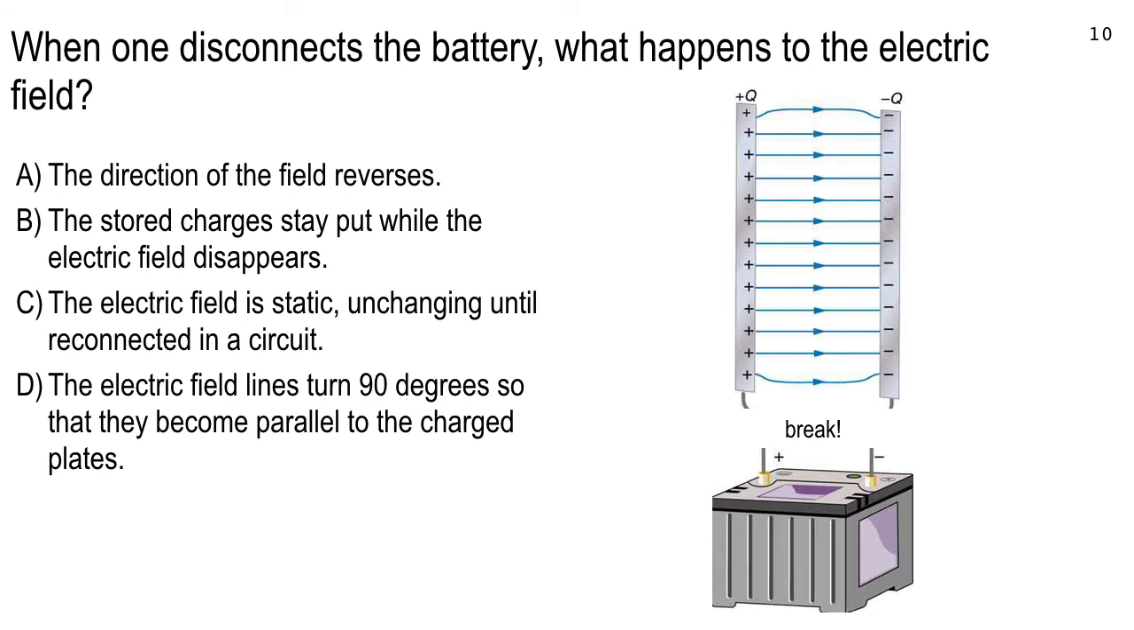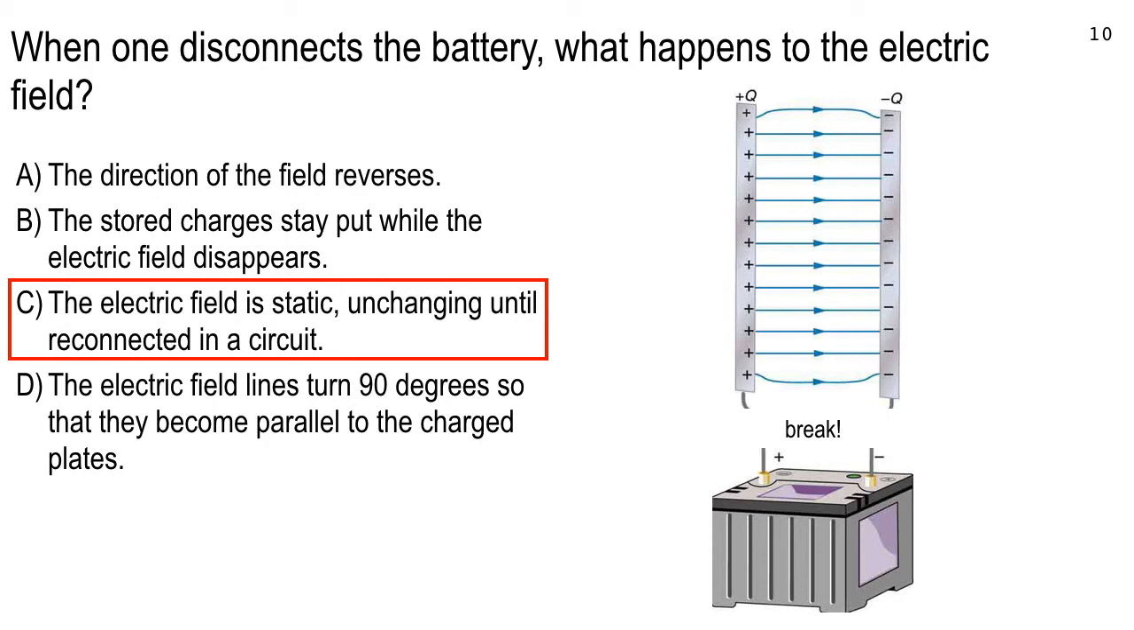Okay, 87 answers. Very good. The answer is C. A bunch of you voted for option B. And you know, B is half correct. The charges do stay put. That's what we had in the last question. But the electric field isn't going to disappear. You've got unbalanced charges left and right.